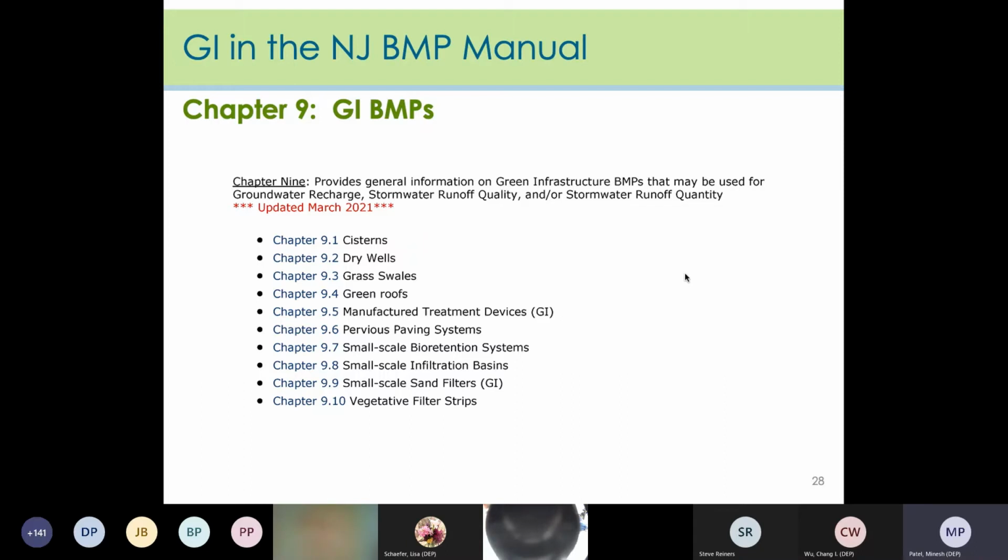And I emphasized it about 10 sequences ago, but not all MTDs are considered green infrastructure, but the ones that are, they are included in Chapter 9. These MTDs have a vegetative or soil component that meet the green infrastructure definition. Lastly, these small-scale systems listed here have a limited drainage area that they can treat compared to other BMPs.